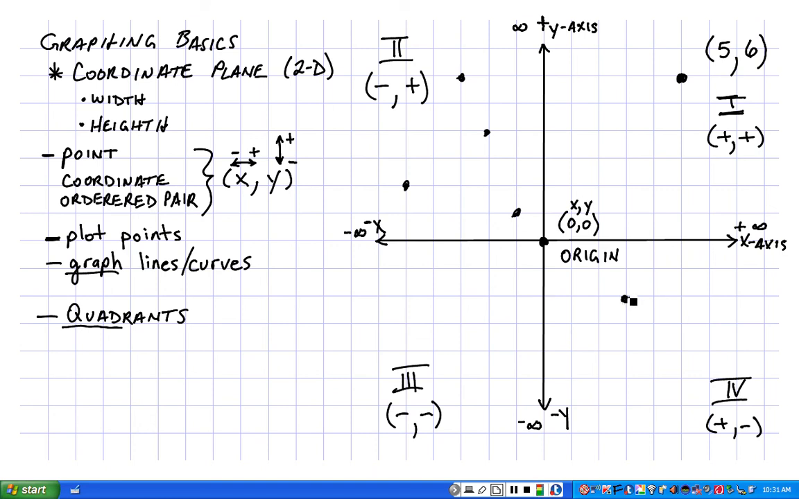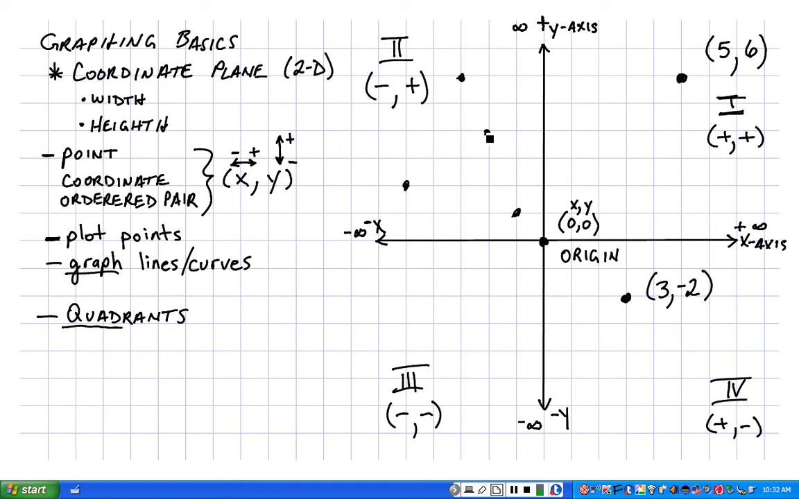So let's say we identify this point right here. From the origin we count 1, 2, 3 to the right, and because we went to the right of the origin, it's positive 3. Then we go down 1, down 2, and because we went below the origin, it's negative 2. So a positive, negative, just like we said.